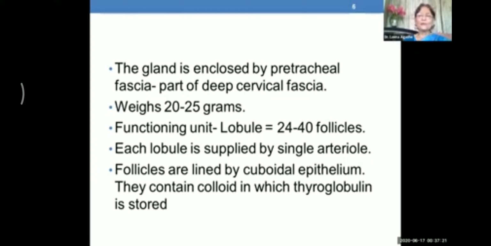The gland weighs 20 to 25 grams, and the functioning unit of the gland is a lobule, which contains 24 to 40 follicles. Each lobule is supplied by a single arteriole, and the follicles are lined by cuboidal epithelium. They contain colloid in which thyroglobulin is stored.